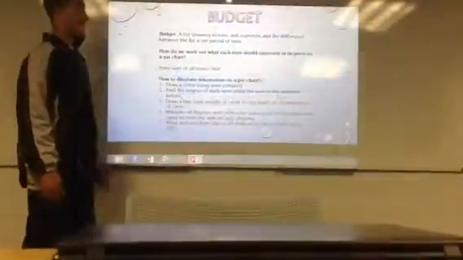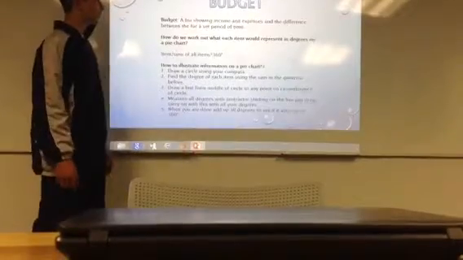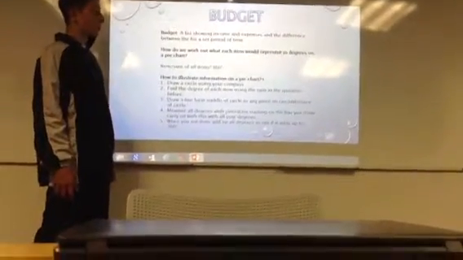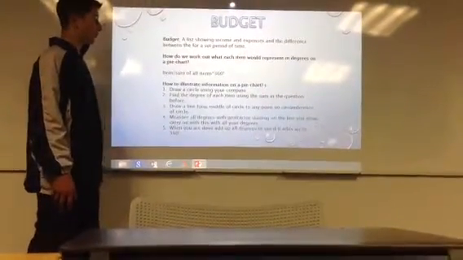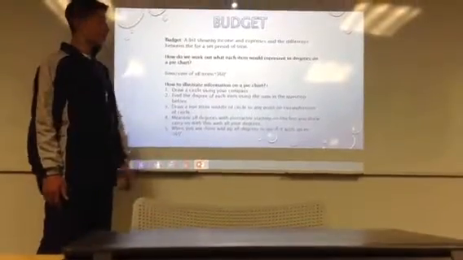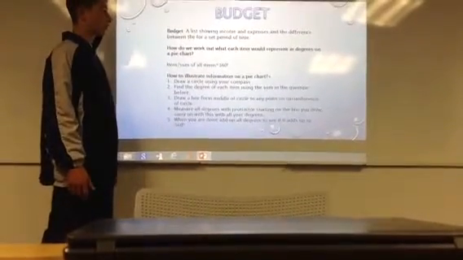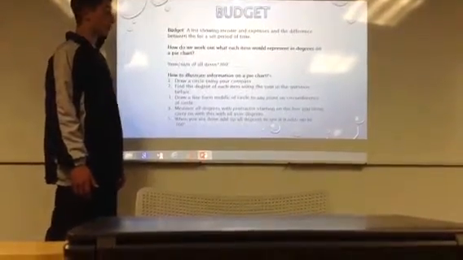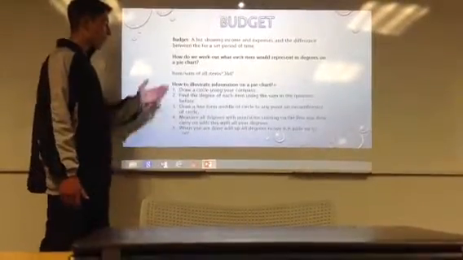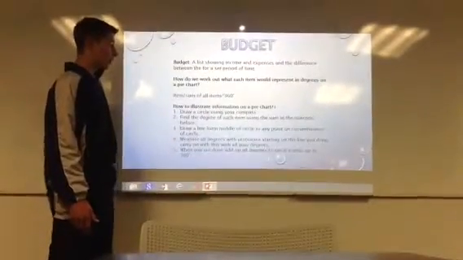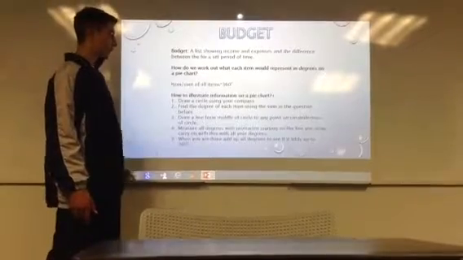On the last slide, number 6, it is called budget. A budget is a list showing income and expenses and the difference between them for a set period of time. How do we work out what each item would represent in degrees on a pie chart? Item divided by the sum of all items times 360.